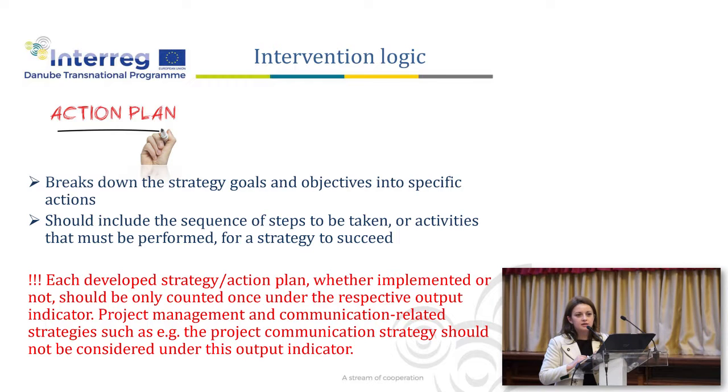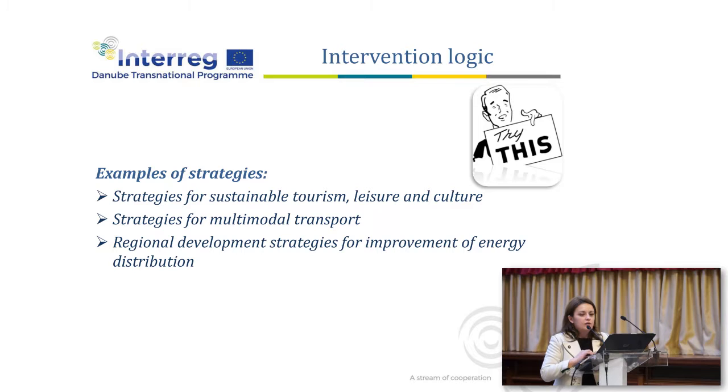If an action plan is developed for different environments, then it should be counted for every environment for which it is developed. Examples of strategies are strategies for sustainable tourism, strategies for leisure and culture, strategies for multimodal transport, and regional development strategies for improvement of energy distribution. As an example of action plans, you can develop a strategy in the project for sustainable tourism and an action plan for 4 cities. Each action plan is adapted to the cities, and these are counted as 4.